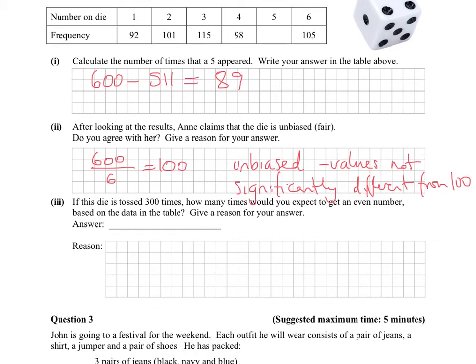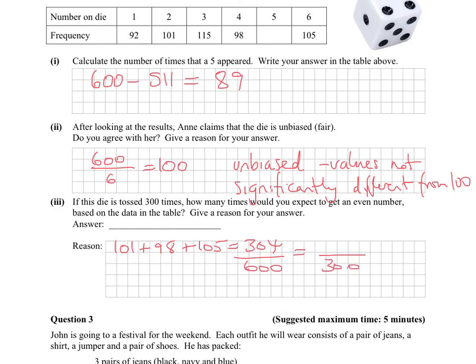Moving on to part 3. It asks about the number of times that an even number occurs. Well, let's just look very quickly at what we have initially. Even numbers. How many even numbers occur? 304 out of 600. So if that's out of 600.